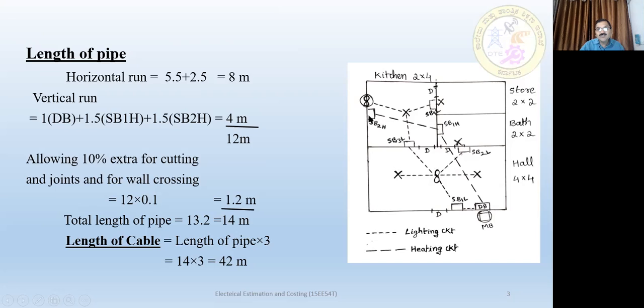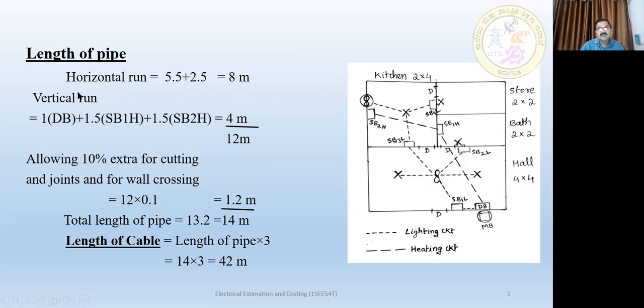From SB1 to SB2 it is 2.5. Is it clear? From the distribution board to SB1H it is 5.5 meter, and SB1H to SB2H it is 2.5 meter, because this distance is 2 meter. So there is a slope, it is 2.5 meter. So total it becomes 8 meter.